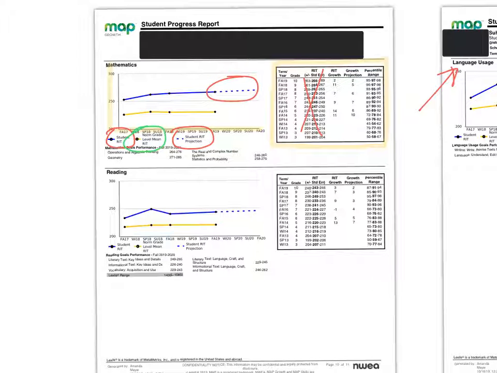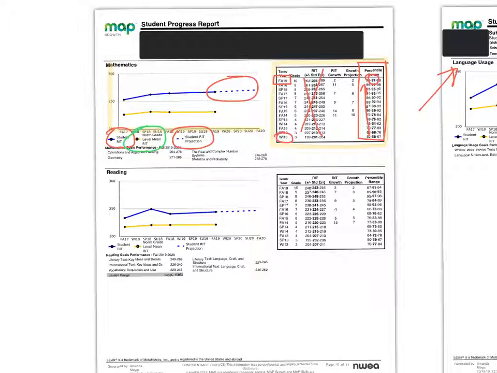What might be more interesting to parents is the percentile range. So the percent that's in bold here in the middle tells us that this student in fall of 2019 performed better than 97% of the other students worldwide who took this test. And you can see again over time the student's growth in this area from winter of 2013 to the most recent test.